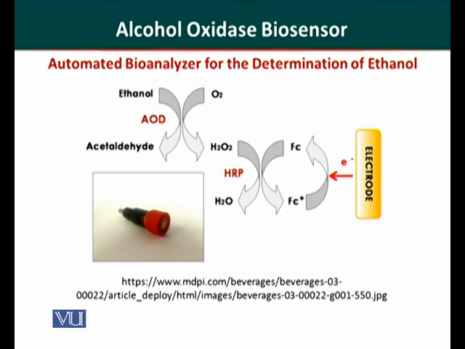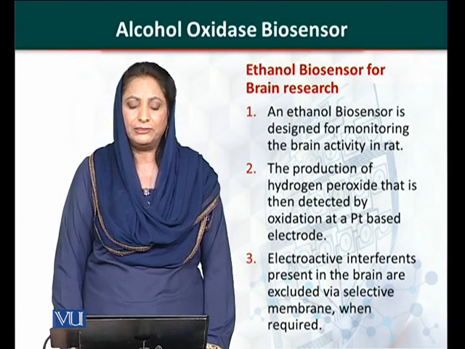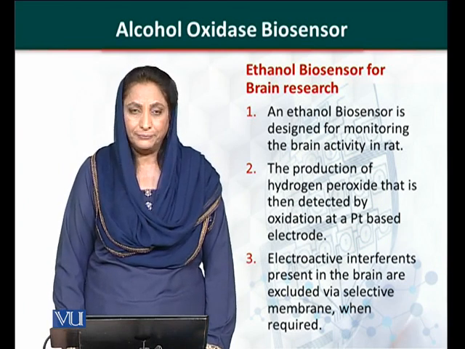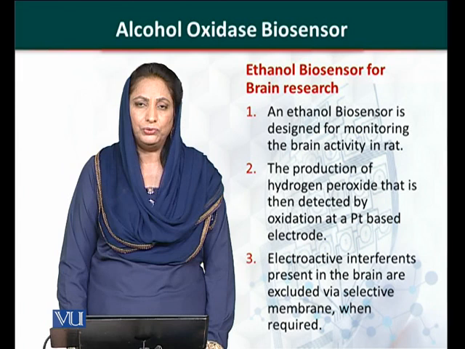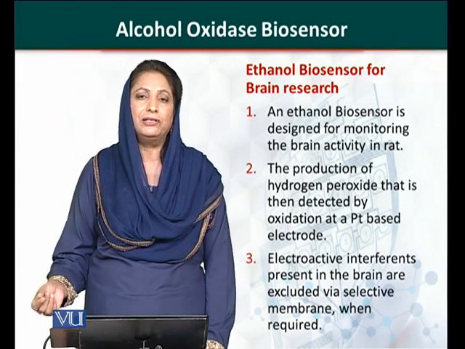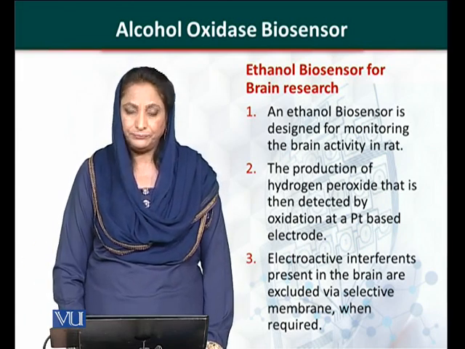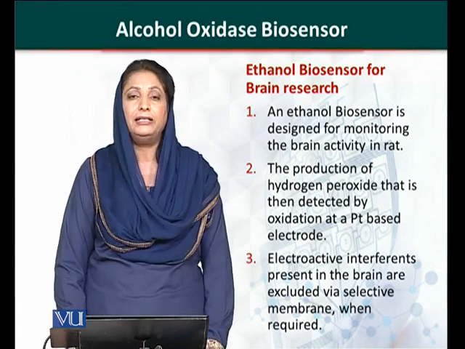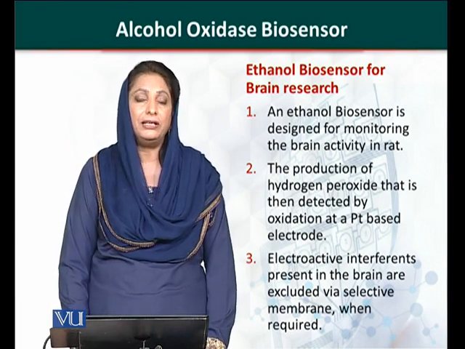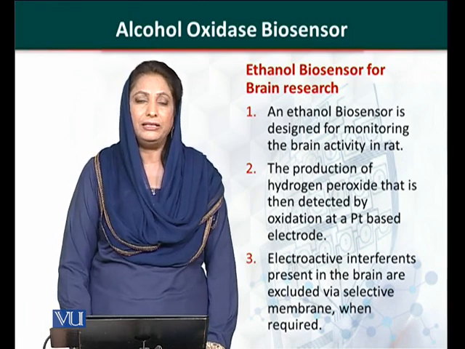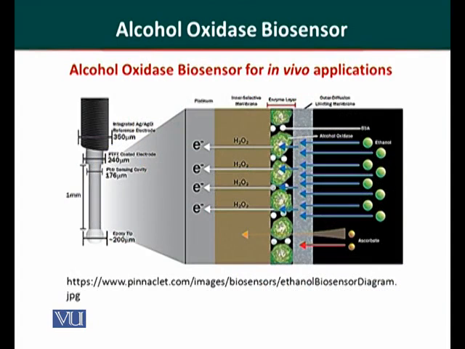Now, a second example, and that is a very interesting example, in which we use an alcohol oxidase biosensor to check the brain activity of a rat. This biosensor is used in vivo, that is, it is used within the brain. This biosensor basically determines the hydrogen peroxide, and the interfering agents which are present in the brain are removed by using certain membranes. Now we will look at the strategy of how this biosensor is produced.